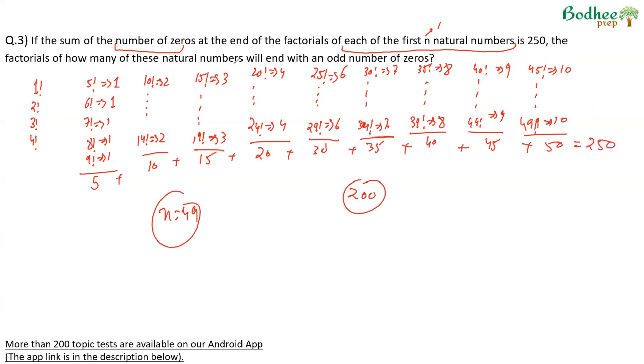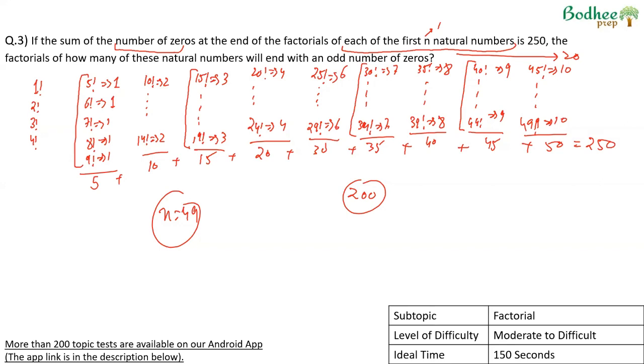How many of these natural numbers will end with an odd number of zeros? We can see that these 5 numbers have 1 zero in the end. These 5 numbers have 3 zeros in the end. These 5 numbers have 7 zeros in the end, and these 5 numbers have 9 zeros in the end. So 5 plus 5 plus 5 plus 5. 20 natural numbers will end up with an odd number of zeros amongst these values.